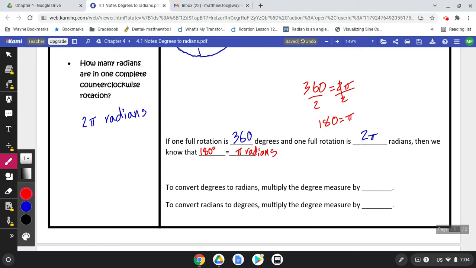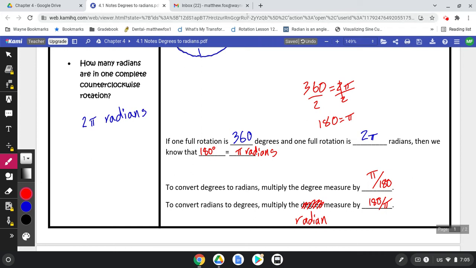Now, if we are going to convert between these, if we have degrees and we're trying to convert to radians, since 180 degrees is equal to pi radians, we multiply by pi and then divide by 180. So we'll multiply by pi divided by 180. On the next step, it says to convert from radians to degrees. We'll just do it the opposite way. I did make a typo here. Instead of multiply the degree, it should say multiply the radian. So multiply the radian measure by 180, and then divide that by pi.